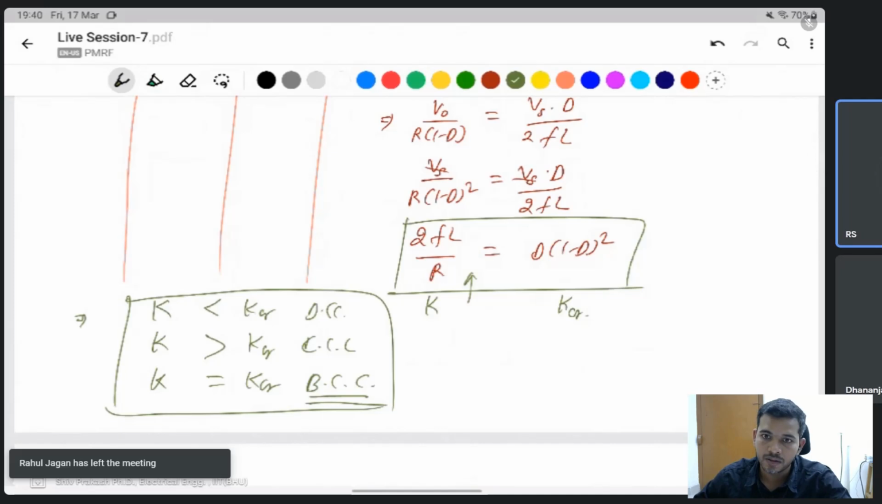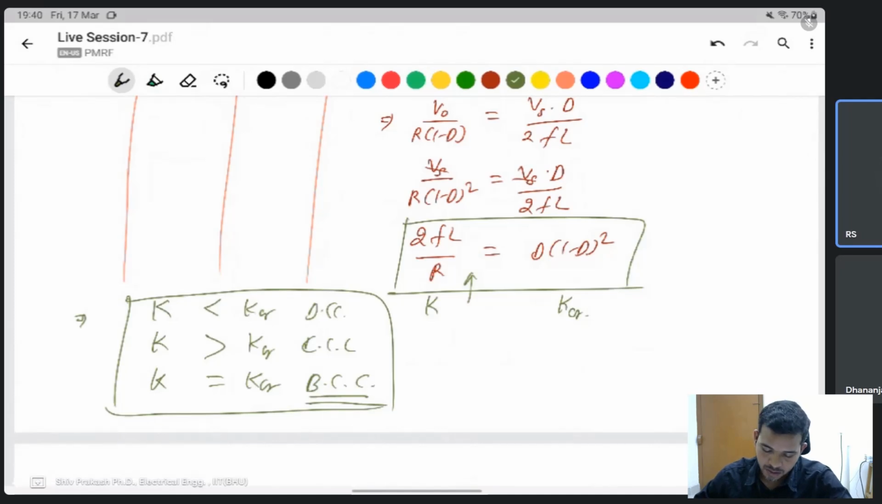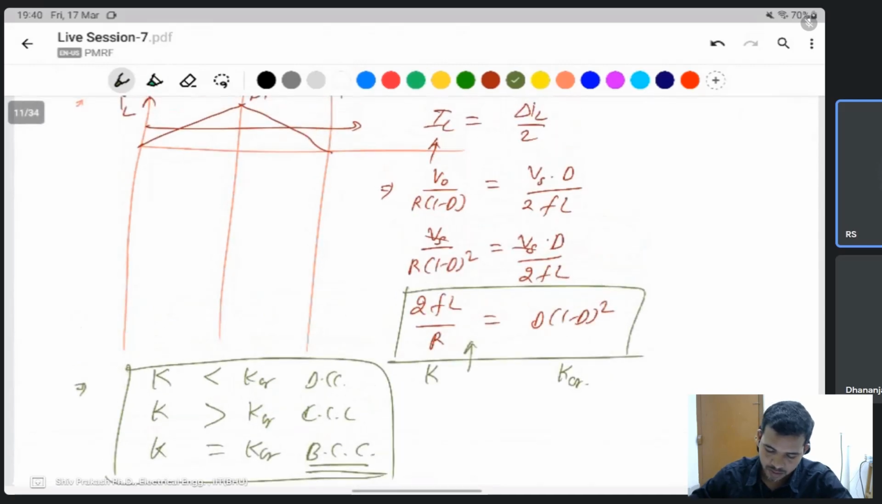Sir, without rearranging and arriving at the final equation 2FL by R equal to D into 1 minus D squared, if you stay with the previous equation, that Vs by R into 1 minus D squared equal to Vs into D by, yeah, that equation, then this relation will become K greater than Kcr for DCM, right? But you can take D here also, here also.